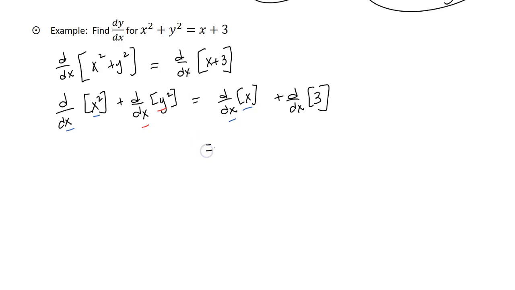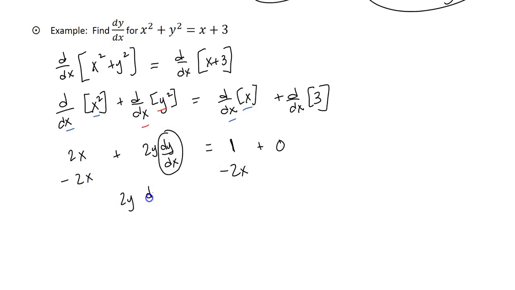So the right-hand side is a little more simple. This will be 1 plus 0. On the left, I'm going to have 2x plus 2y times dy over dx. So again, this is what I'm trying to solve for. So I'm going to subtract the 2x term. So I get 2y dy over dx equals 1 minus 2x.